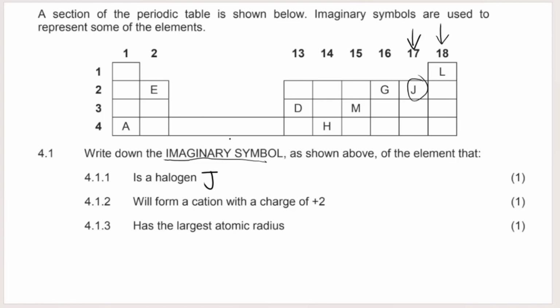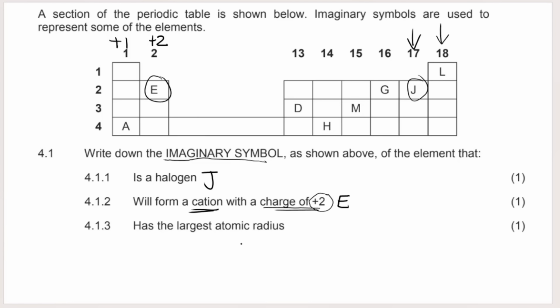Write down the imaginary symbol of the element that will form a cation with a charge of +2. So we know cations are positive, and we know that metals generally form cations, and if they're going to form a charge of +2, that means they have a valency of +2. We know that group 1 has a valency of +1. They can give away 1 electron. Group 2 has a valency of +2. A charge of +2, which means it can give away 2 electrons. So that means we're looking at E.